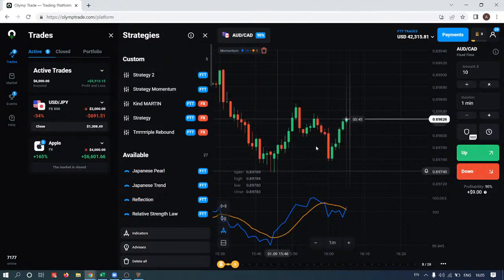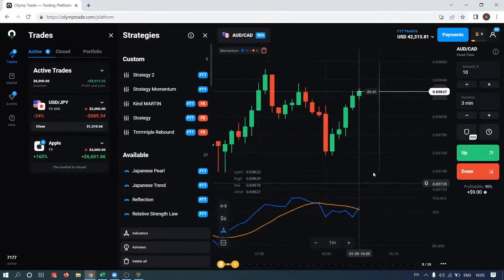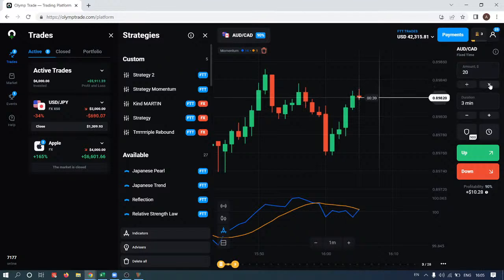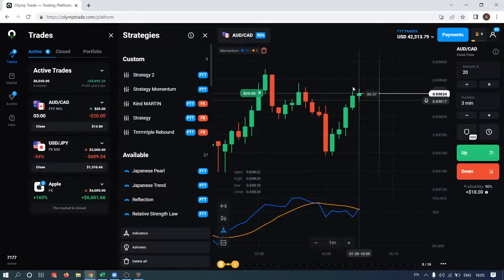In this strategy, we have two main signals, and signal number one has just appeared on the chart. It's this one, when the blue line crosses the orange line. In this indicator we only have two lines, the orange line and the blue one. The blue line is the fast one.